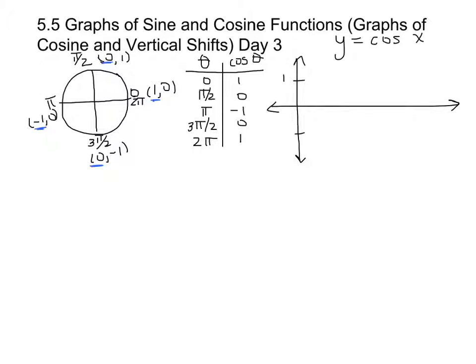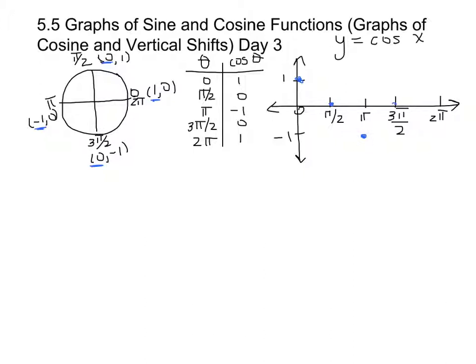1 is still the maximum, -1 is the minimum. And if you notice, I'm still going to have 5 tick marks per graph. So that didn't change from the sine graph. What's going to change is the shape of cosine. So if you look at 0, we start at our maximum. Then we go back to 0. Then we go to our minimum.